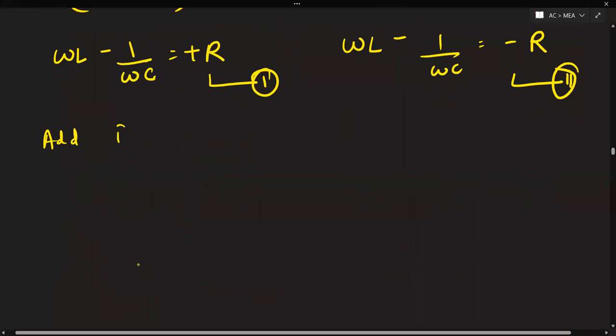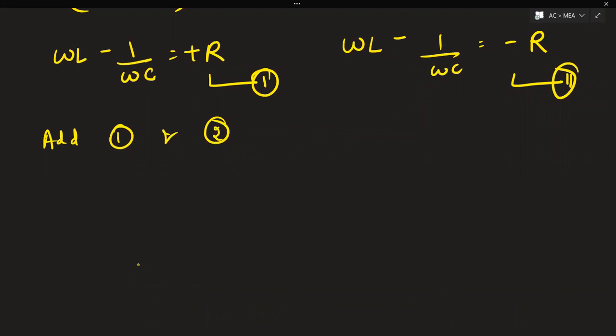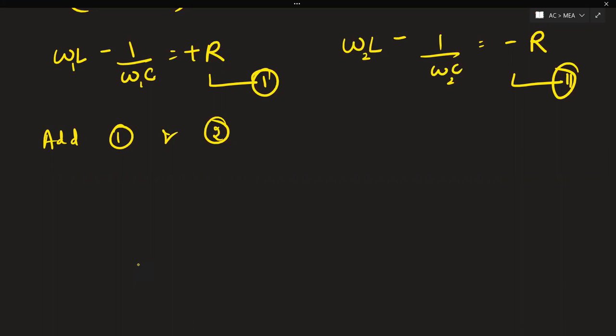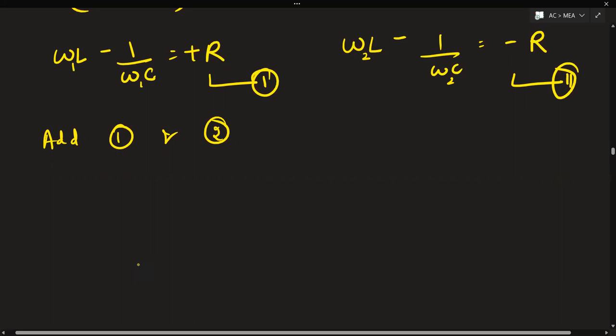If I add 1 and 2, see what will happen. If I add both of these, from here, see, this will be omega 1. This is for the first one I'm writing. Now I'm separating them, and this will be omega 2. If it is omega r, then omega r has one value. So I'm writing this as omega 1. This is omega 2 on either side.